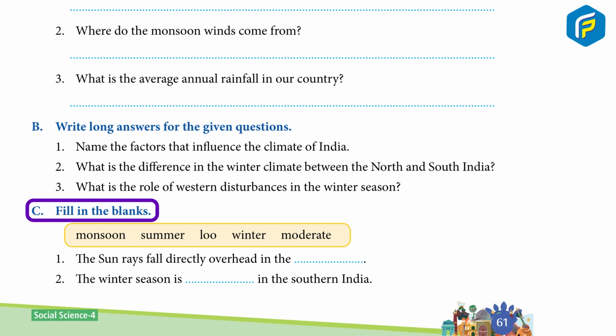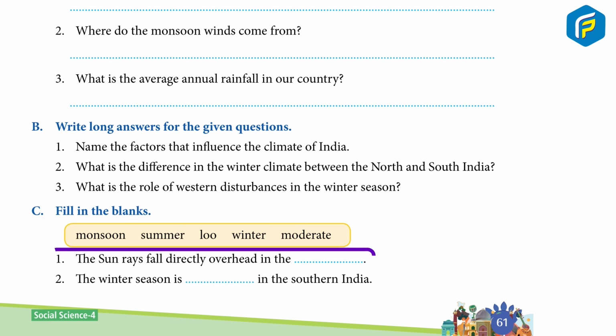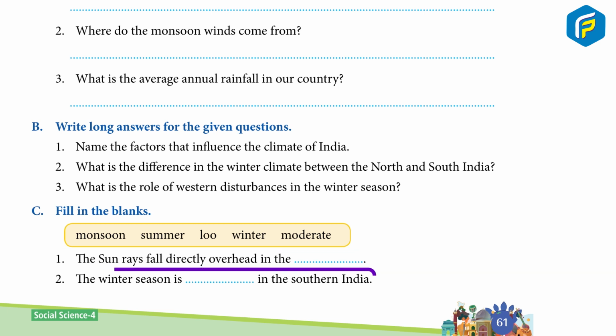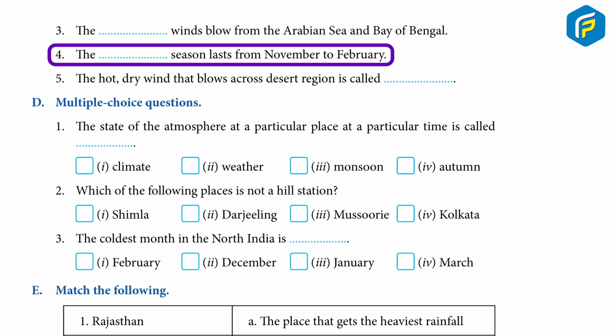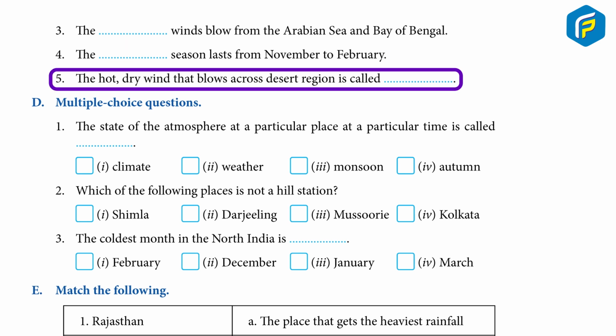C. Fill in the blanks. Monsoon, summer, Lu, winter, moderate. 1. The sun rays fall directly overhead in the dash. 2. The winter season is dash in southern India. 3. The dash winds blow from the Arabian Sea and Bay of Bengal. 4. The dash season lasts from November to February. 5. The hot dry wind that blows across the desert region is called dash.